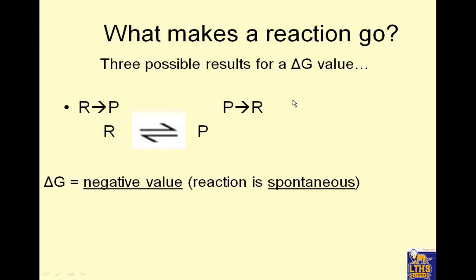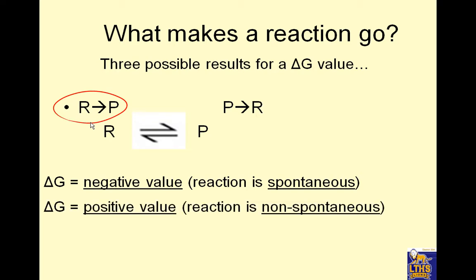Okay, you can get delta G negative. That means the reactants turning into products is going to be spontaneous. Okay, you could get delta G positive, which means the reverse of that would be spontaneous, or this is not, so reactants won't turn into products, or products will turn into reactants.